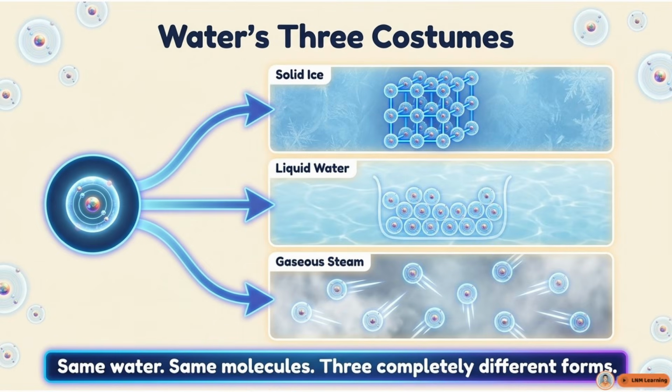Now let's take the example of water. Water wears all these three costumes. In the freezer, water becomes ice, hard, solid, and you can hold it. Leave it out, it melts into liquid water. It flows, it splashes. Heat it on the stove, and it turns into steam, a gas that floats away. Same water, same molecules, but three totally different forms: solid, liquid, and gas. That's what we mean by the three states of matter. Now let's find out why they're so different.